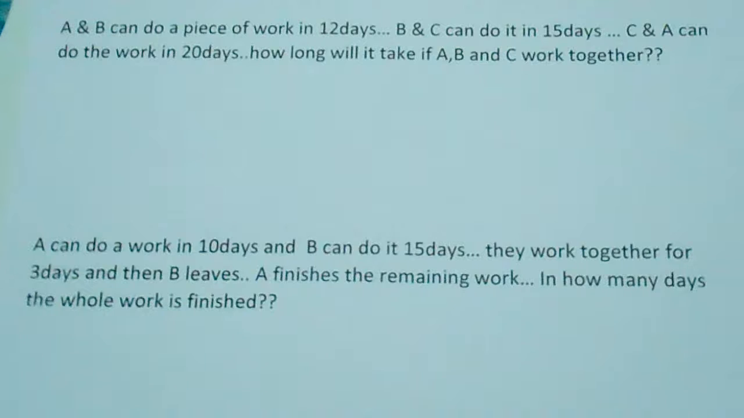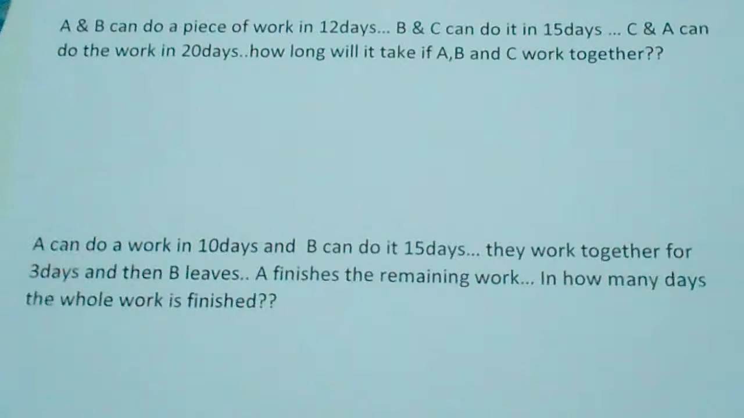So the next sum states that AB can do a piece of work in 12 days, BC can do a piece of work in 15 days, and CA can do the same work in 20 days. Then how long will it take if the three of them work together? So the time taken by AB is given, time taken by BC is given, time taken by CA is given, and we have to find out how much time it will take if three of them work together. So let's see how to do this.